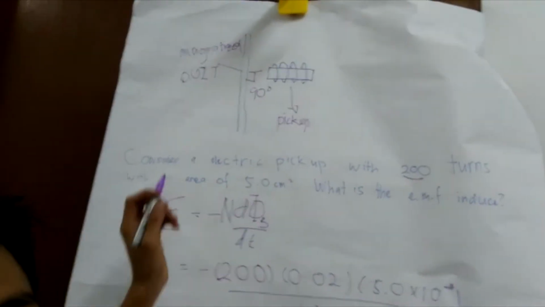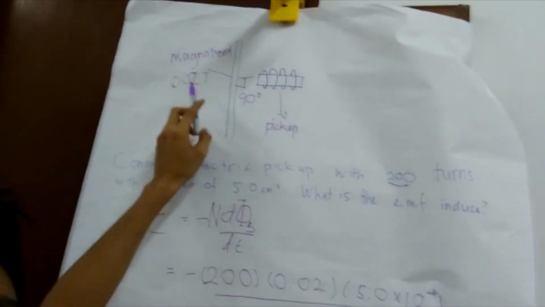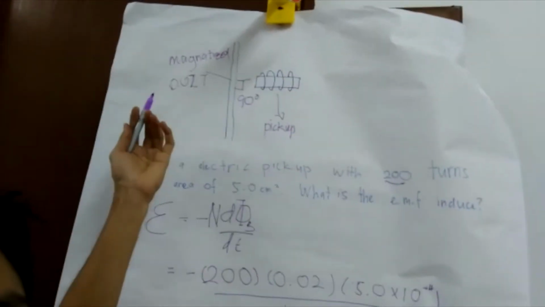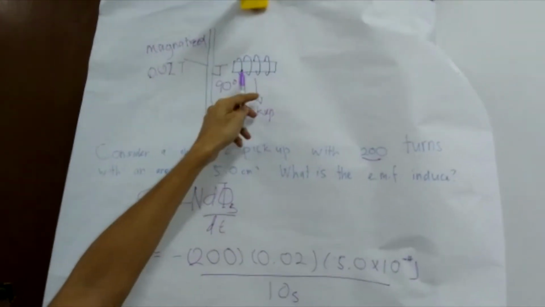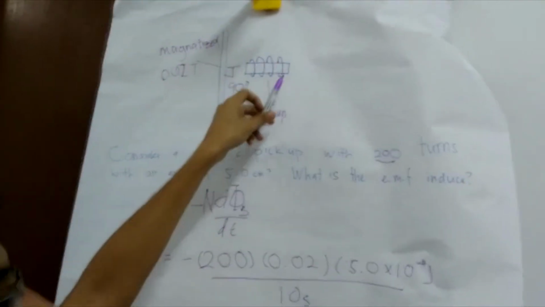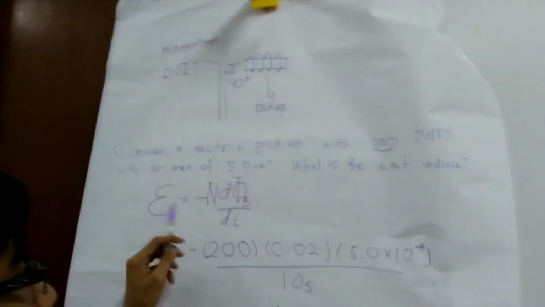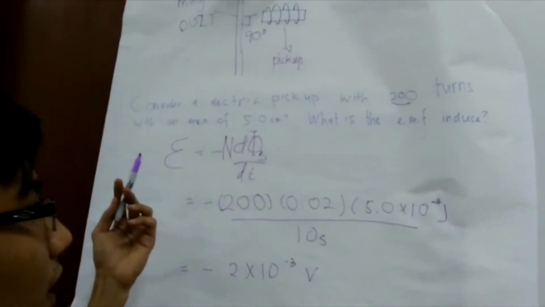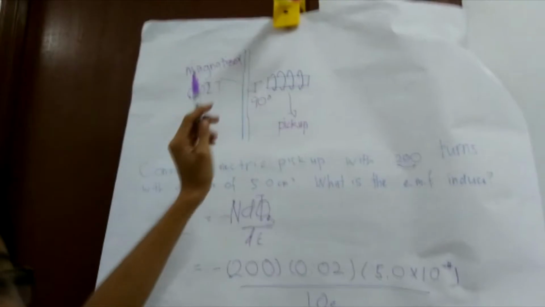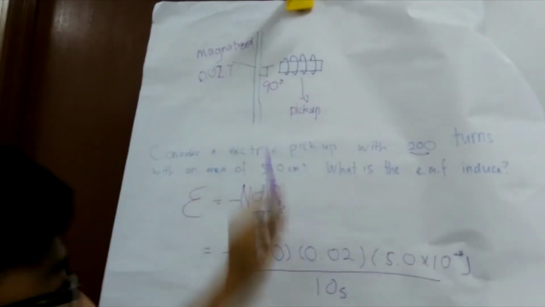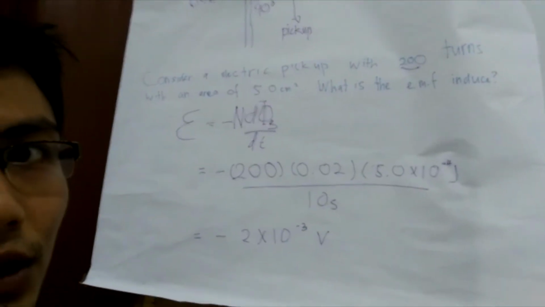So let me show you again, where the string is magnetized, which will induce a change in the magnetic field of this pickup, which in turn is coiled with a wire. So it will induce an EMF, and the angle is 90 degrees. So thank you.